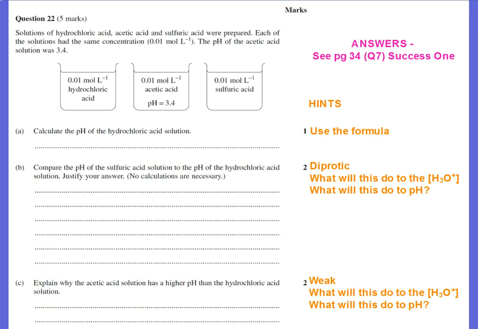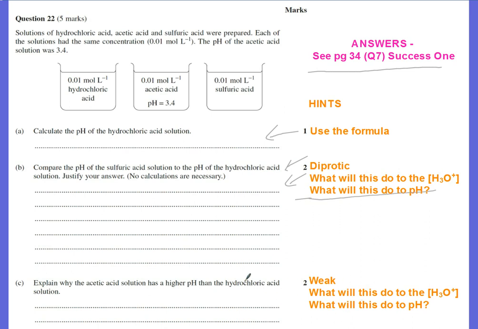If you want to check your answers, if you think you got it, the answer's on page 34 of Success 1. It's actually question 7. If you are stuck though, here's some hints. First of all, to calculate the pH, use the formula. Second hint, if you're not sure how to answer the second question, remember, sulfuric acid is diprotic. So what does that do to the hydronium ion concentration? And according to the pH formula, what will that do to the pH?